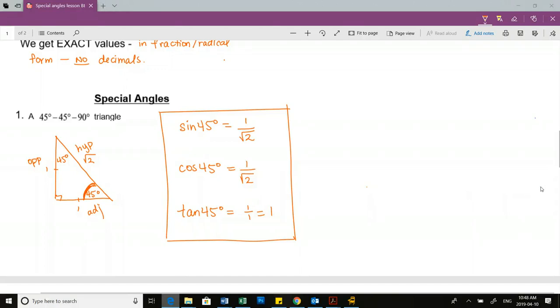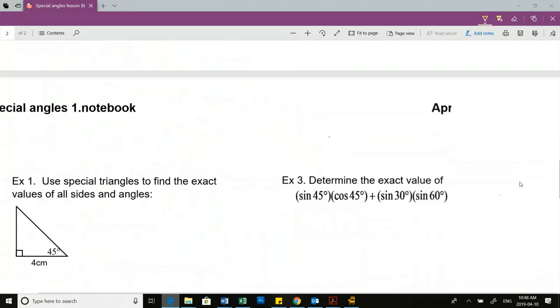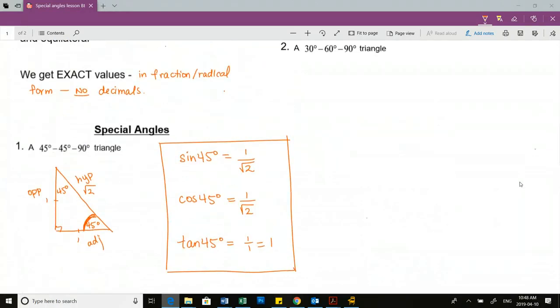Like where would we see this being used? So I'm going to show you guys some examples of how we can use it. But we'll see more applications once we get into our second unit, and then also once we get into using them in grade 12 as well. But yeah, these are just special angles that we can get exact values for.